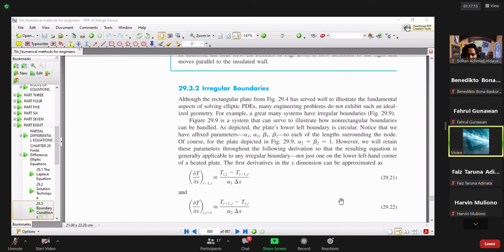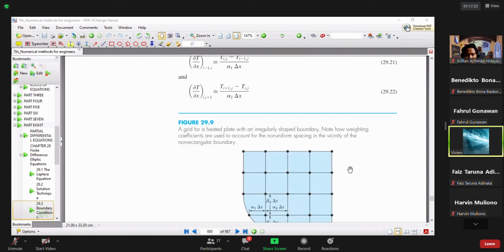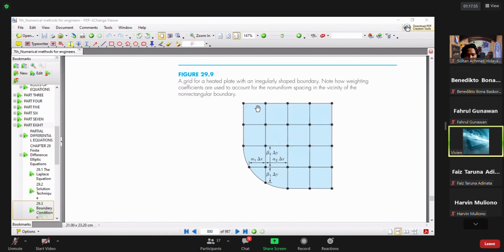When we have irregular boundaries, what we've seen before is a plate in which the distance is assumed to be uniform, either in the x direction or in the y direction. But now we will see if, for example, we have irregular boundaries. So this is the illustration. For example, we have a plate with an irregular shape, like a curve at one of the corners.